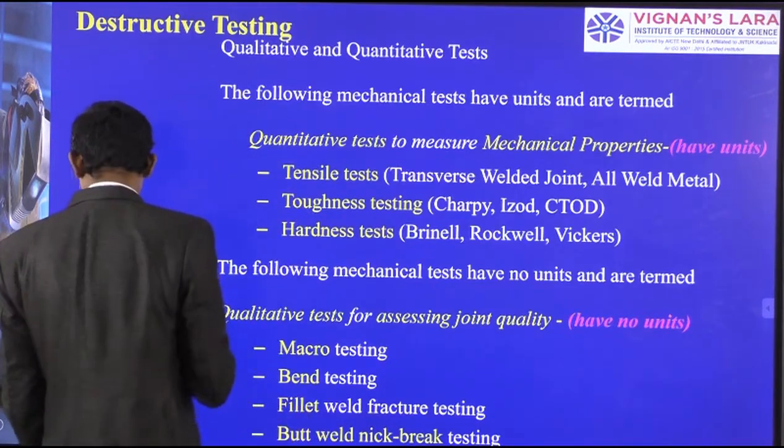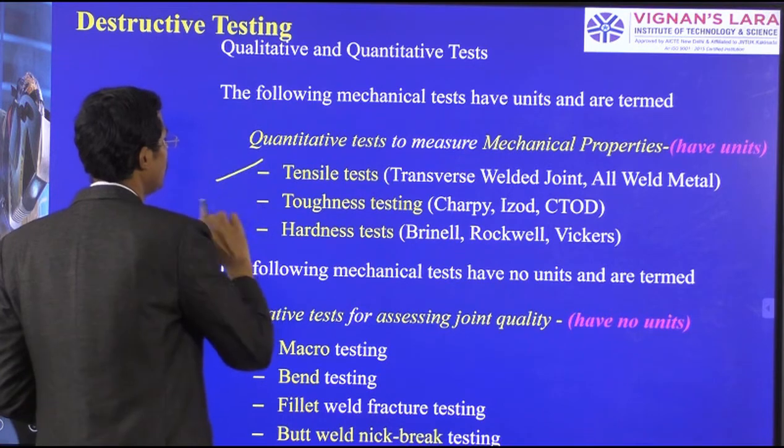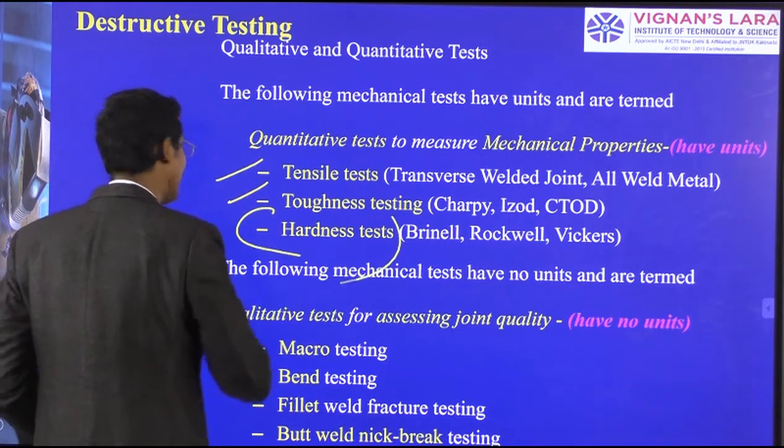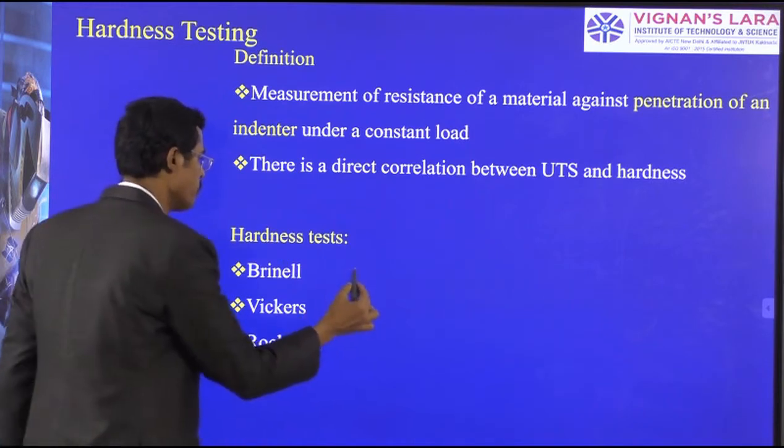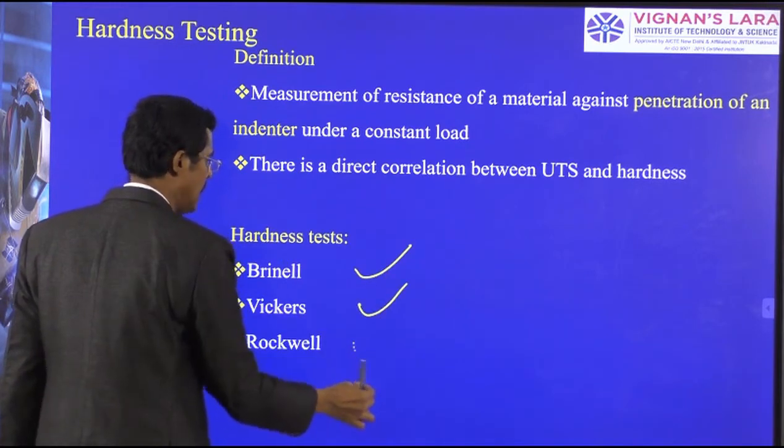So now we have completed tensile, we have completed toughness, and we are going to hardness now. In hardness we have three categories: Brinell, Vickers and Rockwell.